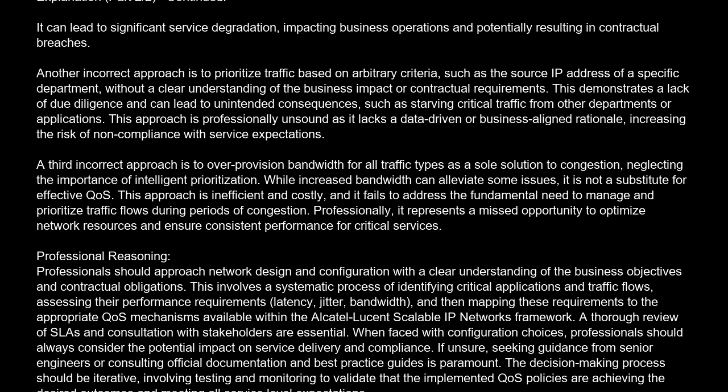This demonstrates a lack of due diligence and can lead to unintended consequences, such as starving critical traffic from other departments or applications. This approach is professionally unsound as it lacks a data-driven or business-aligned rationale, increasing the risk of noncompliance with service expectations. A third incorrect approach is to over-provision bandwidth for all traffic types as a sole solution to congestion, neglecting the importance of intelligent prioritization.